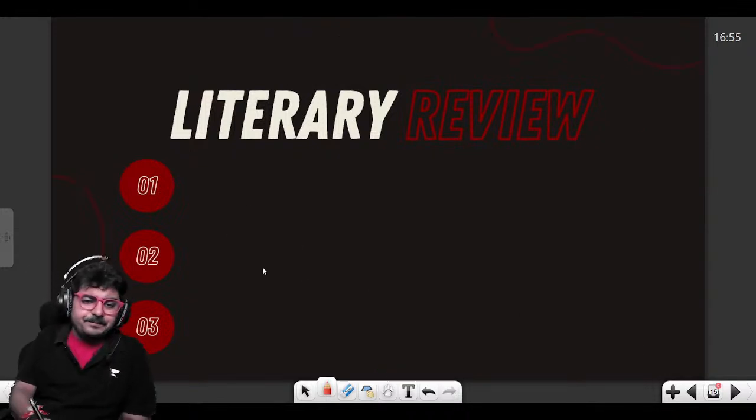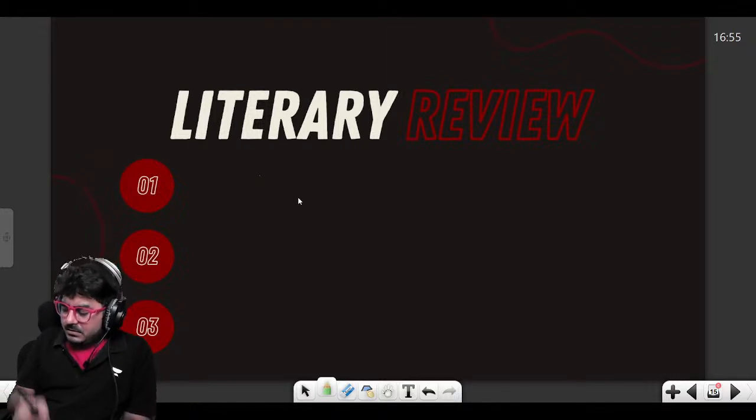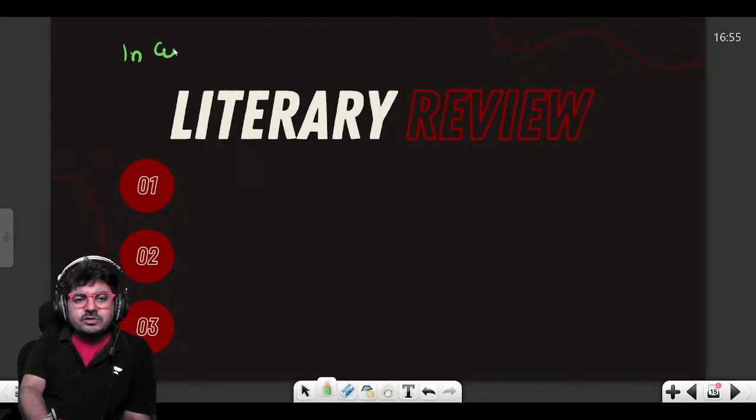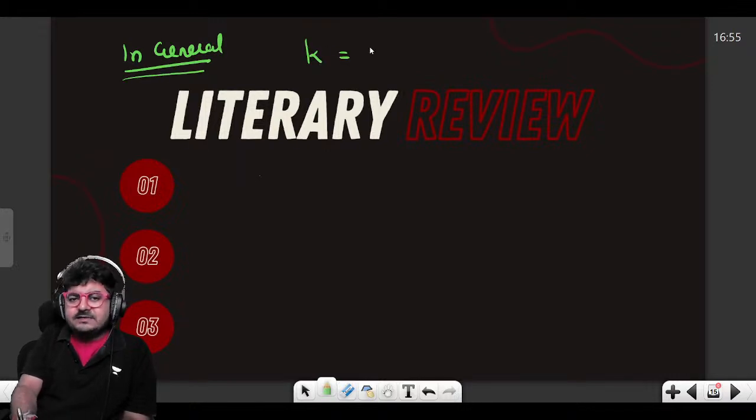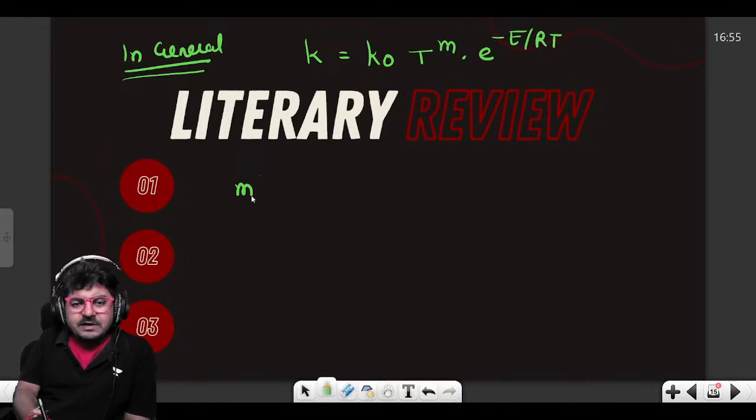Okay, moving ahead. In rate constant, you know we study three theories: Arrhenius theory, collision theory, and transition state theory. So in general, you should know that the rate constant K we can write as K naught, the pre-exponential factor or constant of proportionality, equal to T power m multiplied by e to the power minus E by RT.